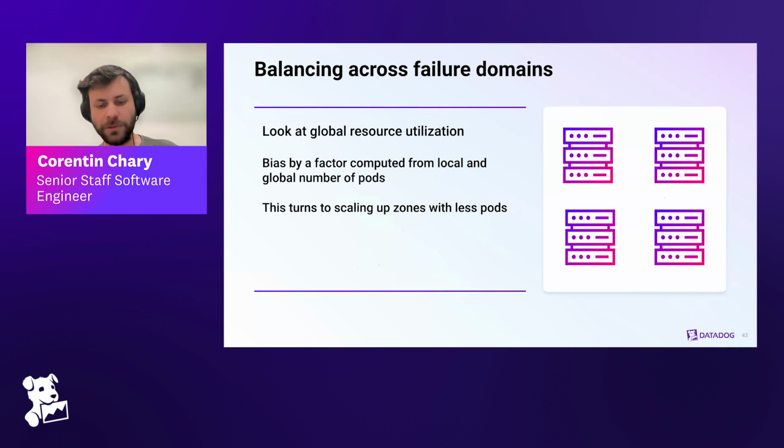and this will automatically balance the number of pods in each one. You can do that by doing a quite complex query in Datadog metrics, where you would multiply the observed signal by the number of local pods divided by the number of global pods, for example.